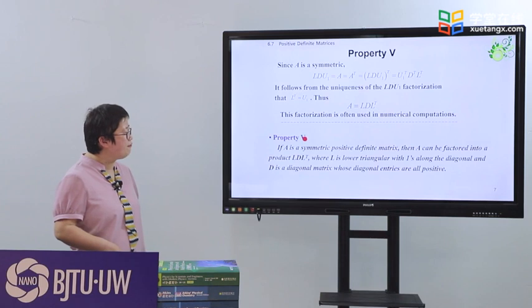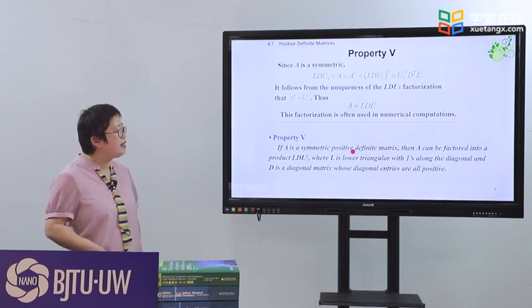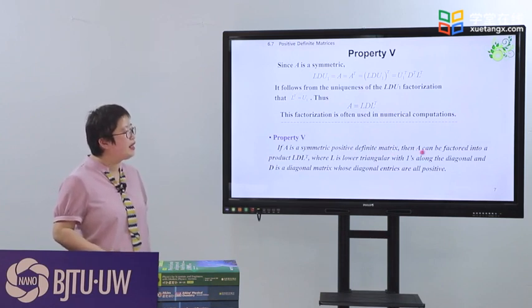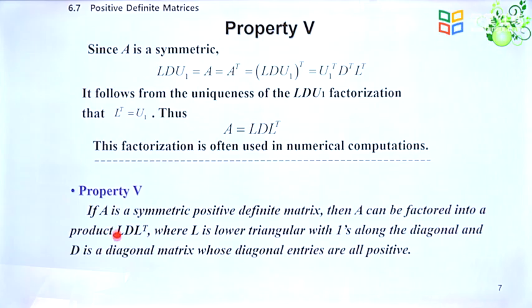Now we have property 5. If A is a symmetric positive definite matrix, then A can be factored into a product L times D times L transpose, where L is lower triangular with ones along the diagonal, and D is a diagonal matrix whose diagonal entries are all positive. This just comes from the analysis here.